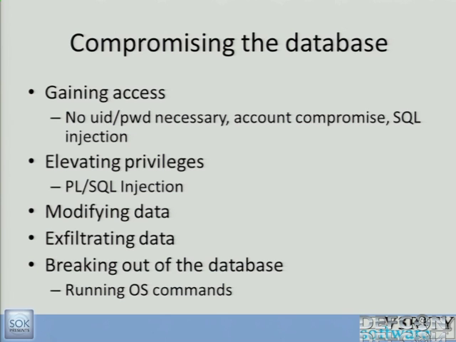So, getting to the good stuff: compromising the database. In a typical database compromise, there are several stages. First off, there's gaining access, obviously. Once they've gained access, they then need to elevate privileges if they want full control over that database server. Once they've got the requisite privileges to do whatever they want, they might want to modify data. They might want to exfiltrate data. There's a whole number of things they might want to do. And thereafter, they might want to use that database server as a staging platform to attack the rest of the network. That might include breaking out of the database to run operating system commands, and then downloading their toolkits and so on. So we'll look at each of these sections individually.